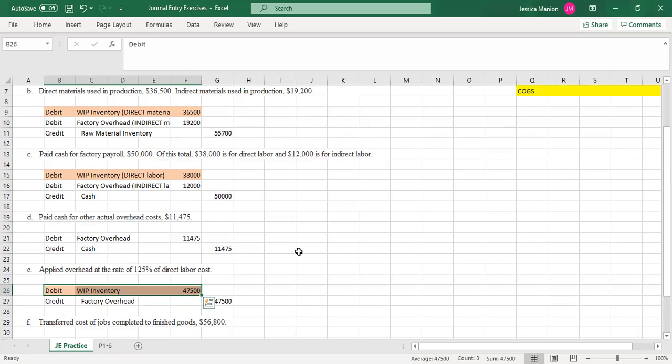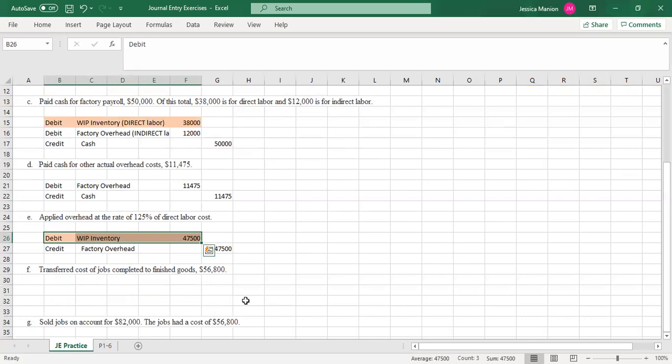So now we've got all three of those costs going in our manufacturing plant. And so now we're going to finish something. That's what we're doing with letter F. We're going to finish something. So we're going to move it out of work in process into finished goods, right? That's what we're doing here in letter F.